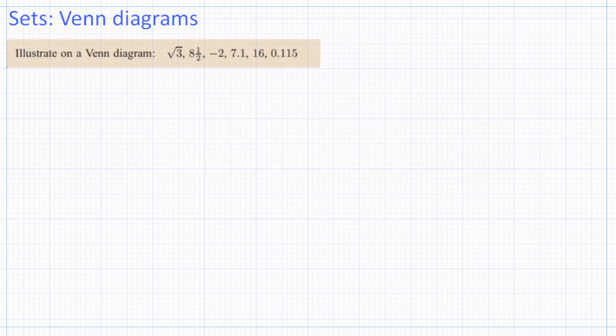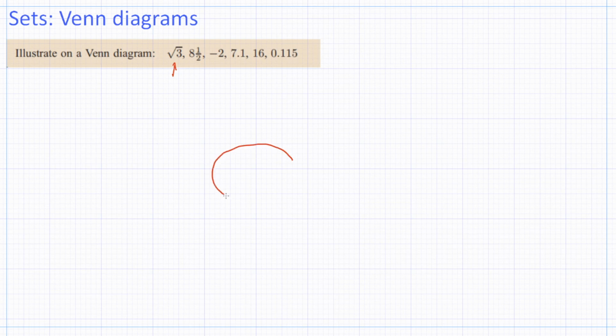So let's take a look at one example here. I've got some numbers and I would like to illustrate them on a Venn diagram, using our special number sets. So we've got root of 3, 8.5, -2, 7.1, 16, and 0.115.